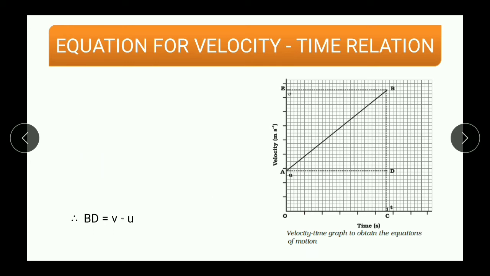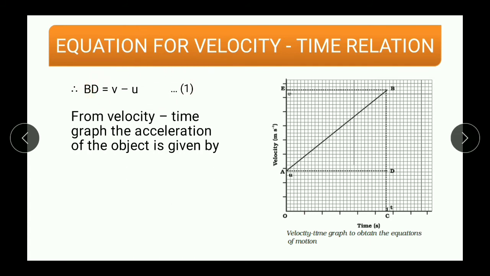Now let us move this equation above and move on to the next relation. BD is equal to V minus U. Let this be equation 1. Remember this equation because it will be used in our derivation in future also.